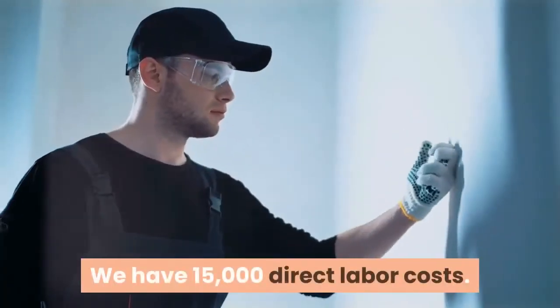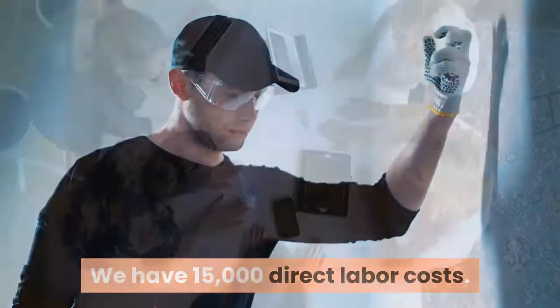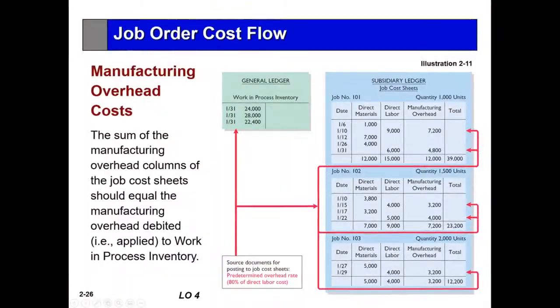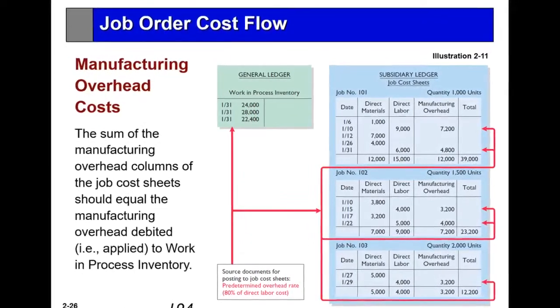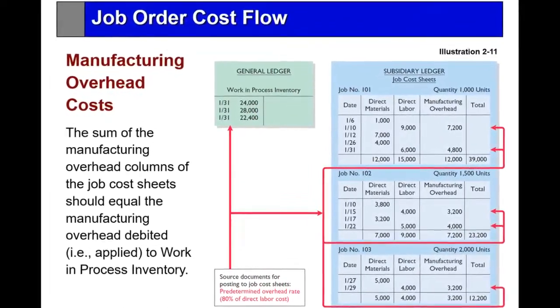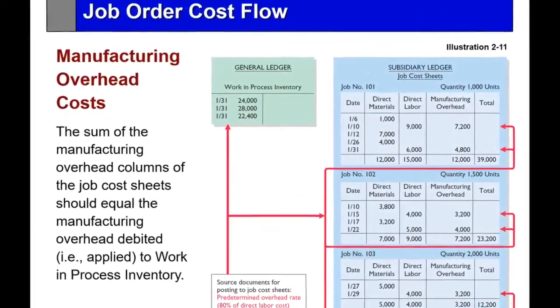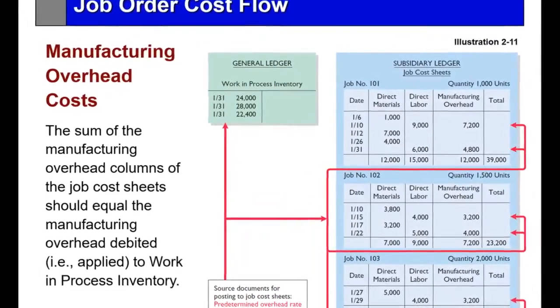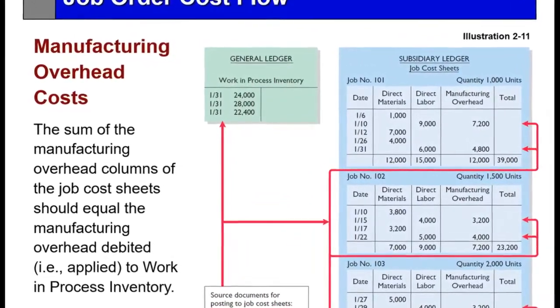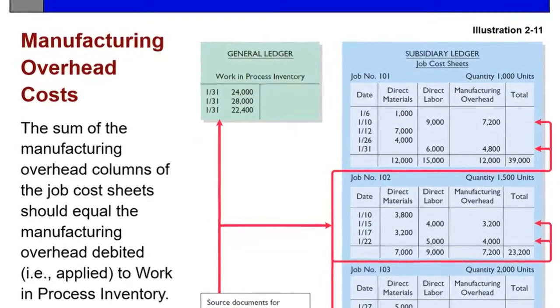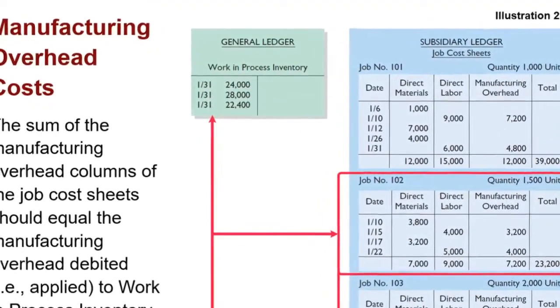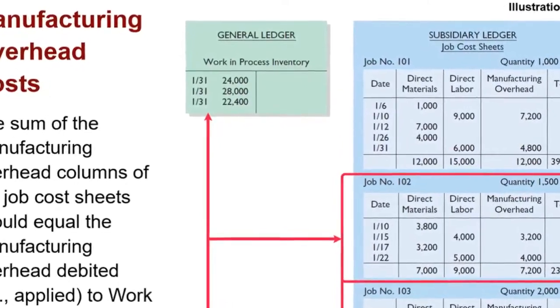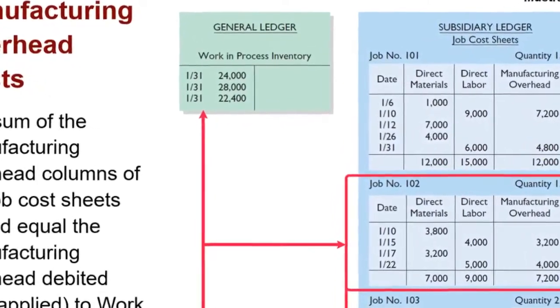You'll notice on job ticket 101, we have 15,000 direct labor costs. We multiply that by 80% and we have manufacturing overhead of 12,000. Now we're assigning, we're allocating all that overhead to this job based on the direct labor costs. Now job 102, they had direct labor of 9,000, so we're going to charge 7,200 manufacturing overhead. And lastly, the fourth job, we can see that we're going to charge 3,200. That's how they go to the jobs.